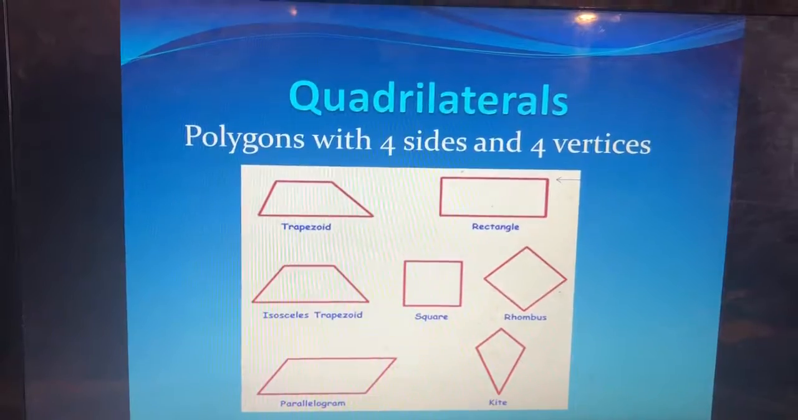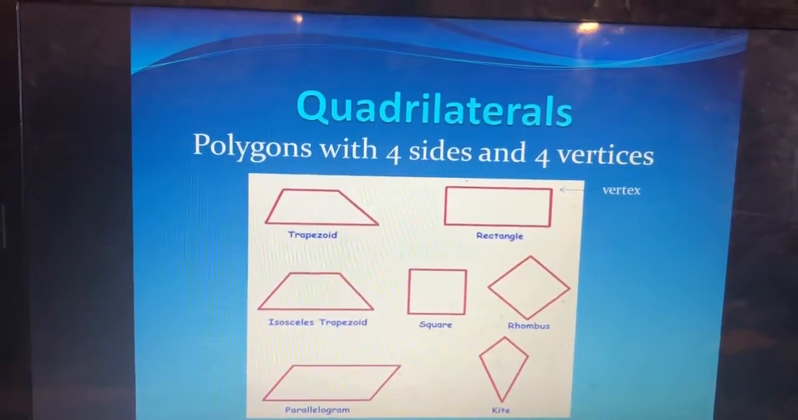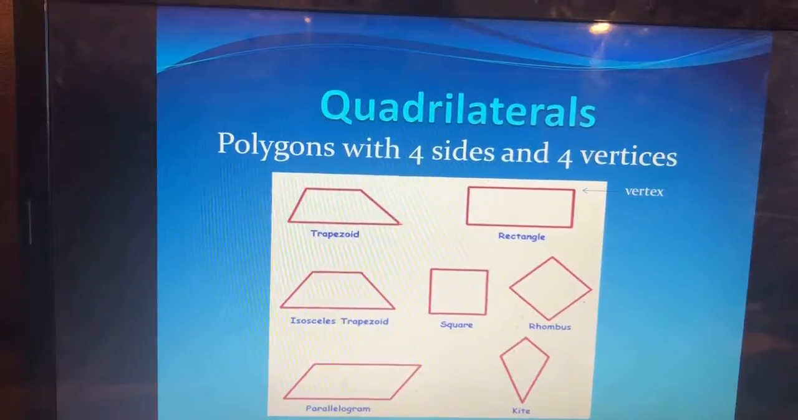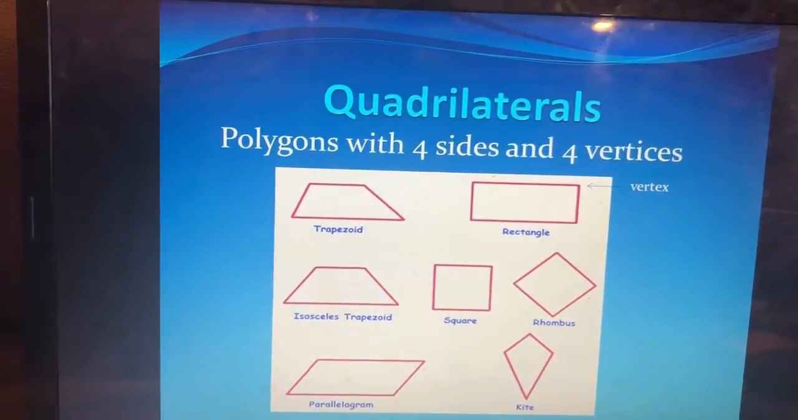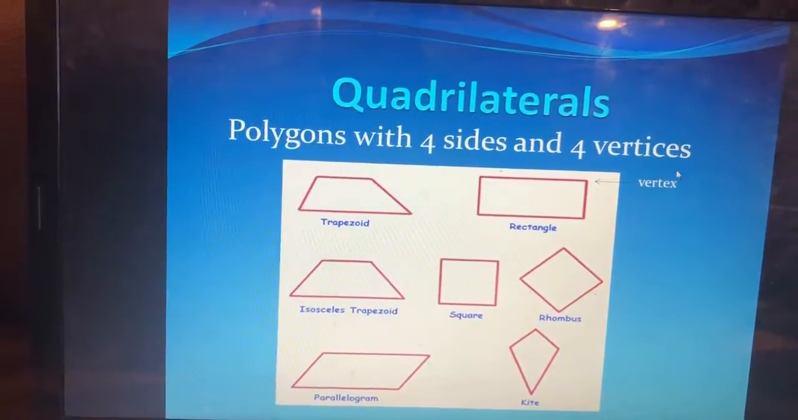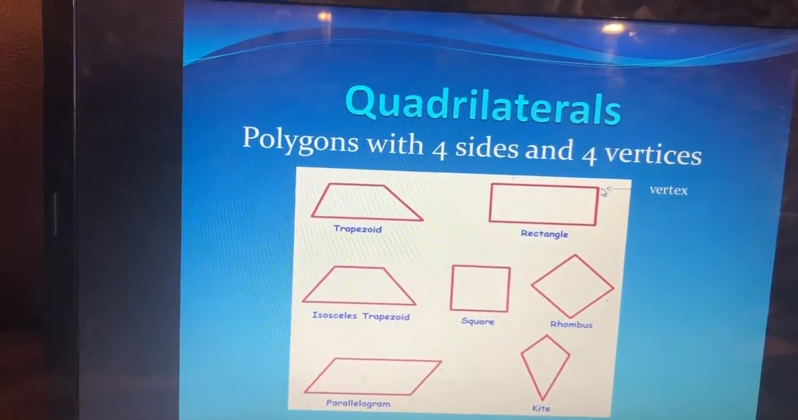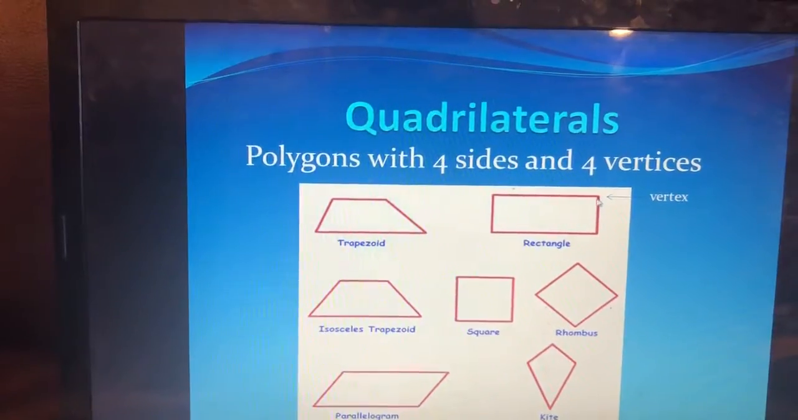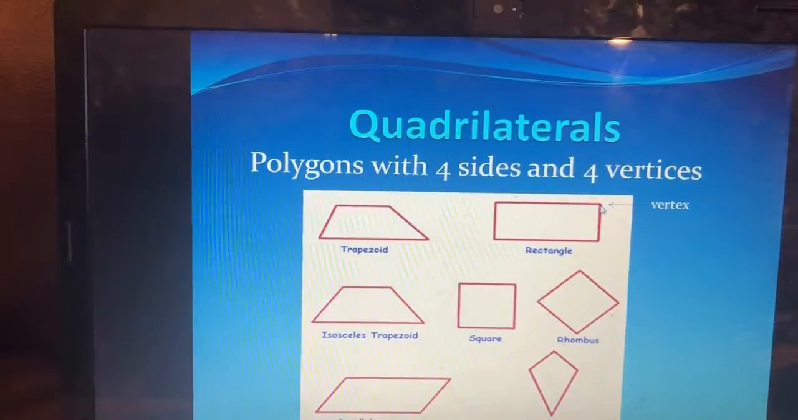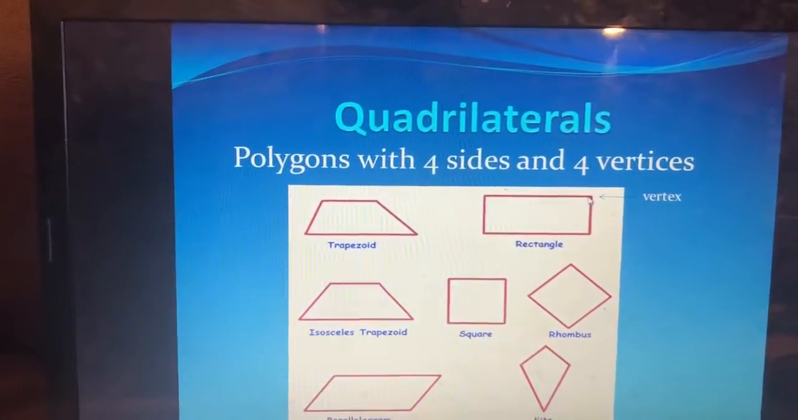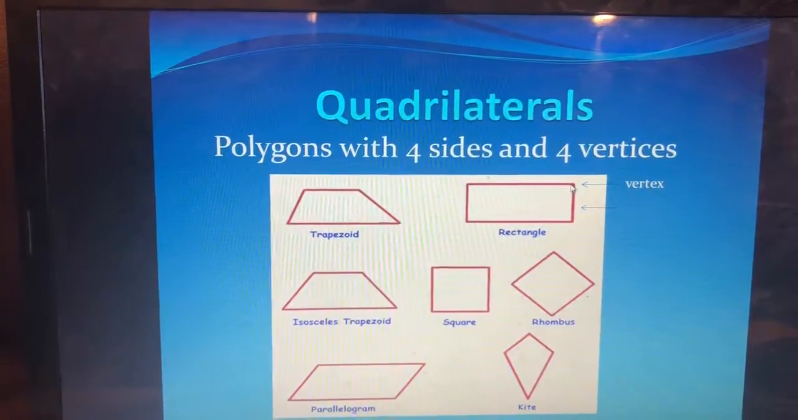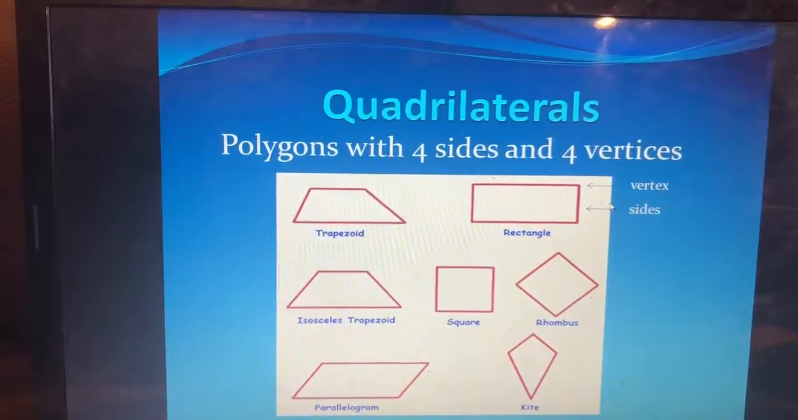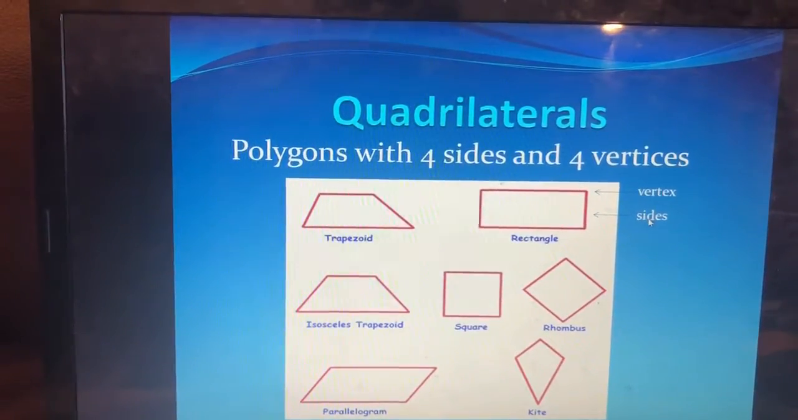When we start to describe the shapes, you may hear the term vertex. And the vertex is the angle or where 2 sides meet. So if you look here at the rectangle, you can see the arrow pointing to the corner of the rectangle where the 2 sides meet. So then we follow up with talking about sides. And the sides are the edges of the figure.